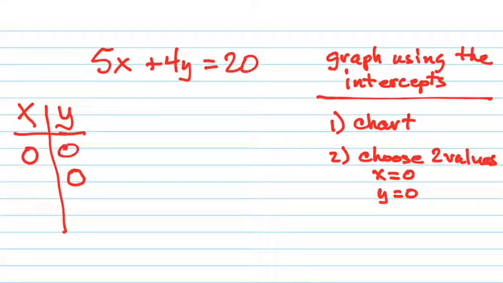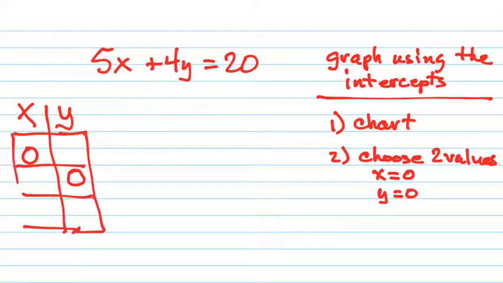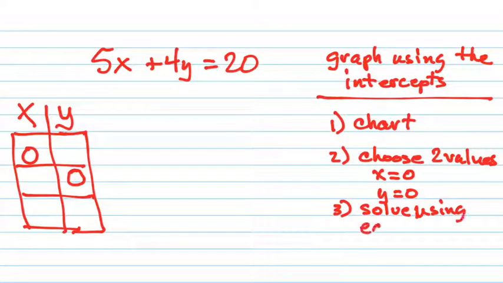Because if I put them on the same line, what you've just done is told me that the answer is 0, 0, and that's not true. Right? So you can't put them on the same line. Okay? And if you want to separate it even further and make a true chart out of it, if that helps you, do it. Okay? Now, third, solve using each one. Okay.